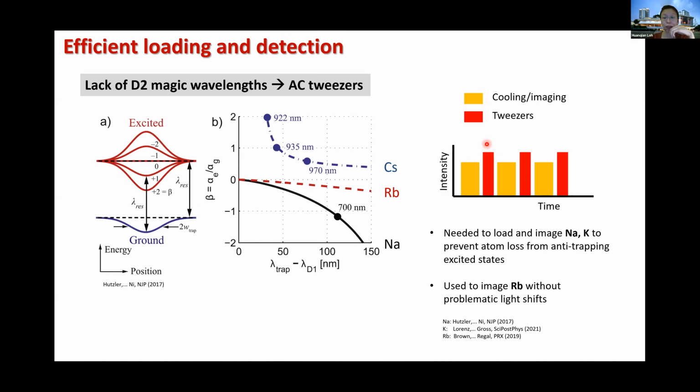And to minimize this overlap, in fact, the tweezer duty cycle is not even 50%, it's usually about 30% or so to optimize the loading. So this AC tweezer technique turned out to be necessary to load and image the lighter atoms like sodium and potassium to prevent atom loss from the anti-trapping excited states. And in fact, in rubidium, it has also been used, for instance, by the Regal group to image single atoms without problematic light shifts.